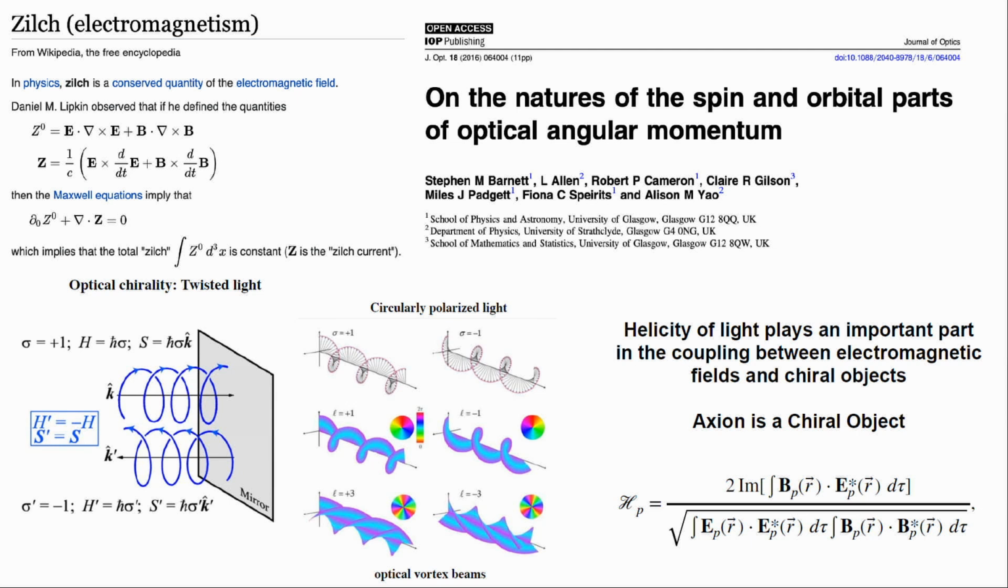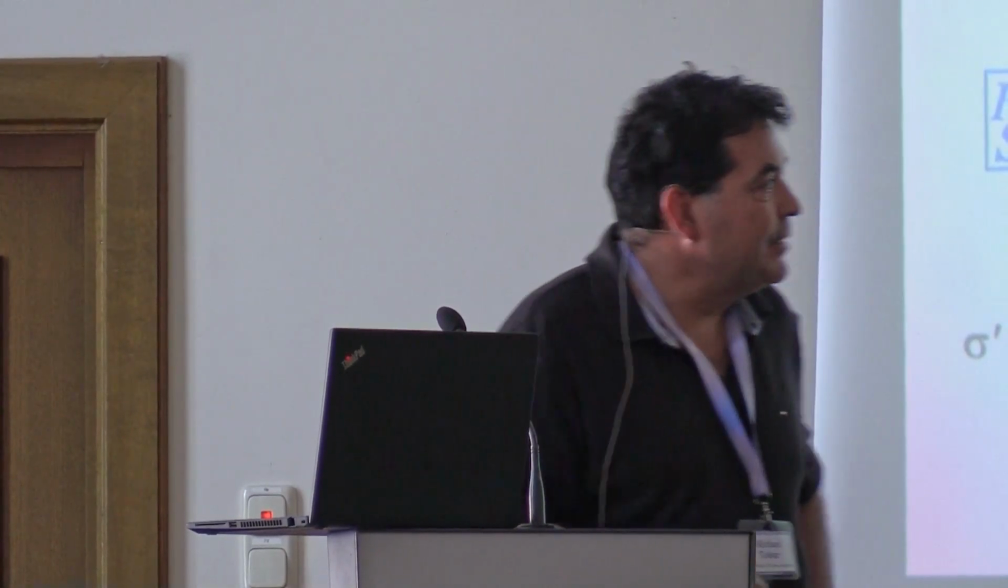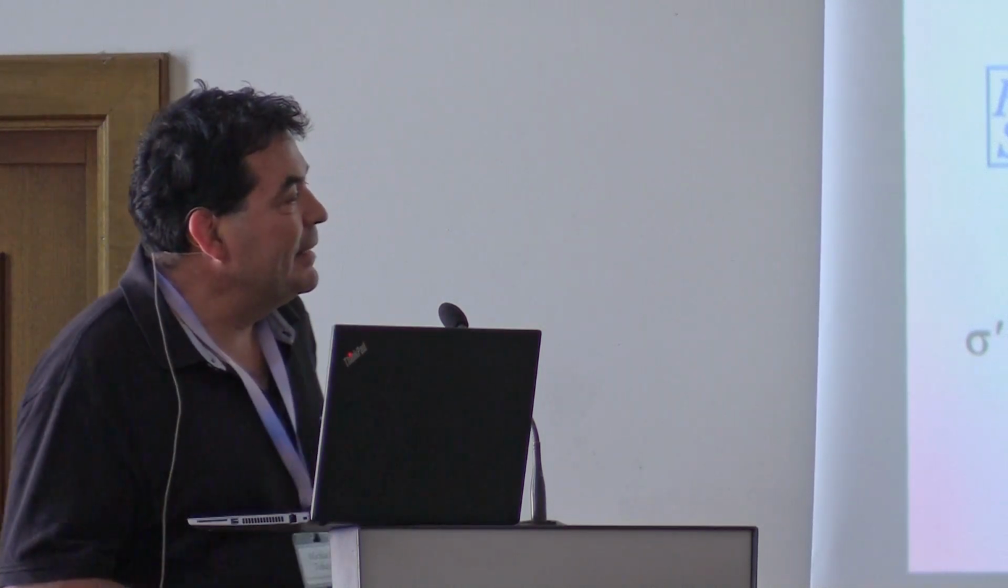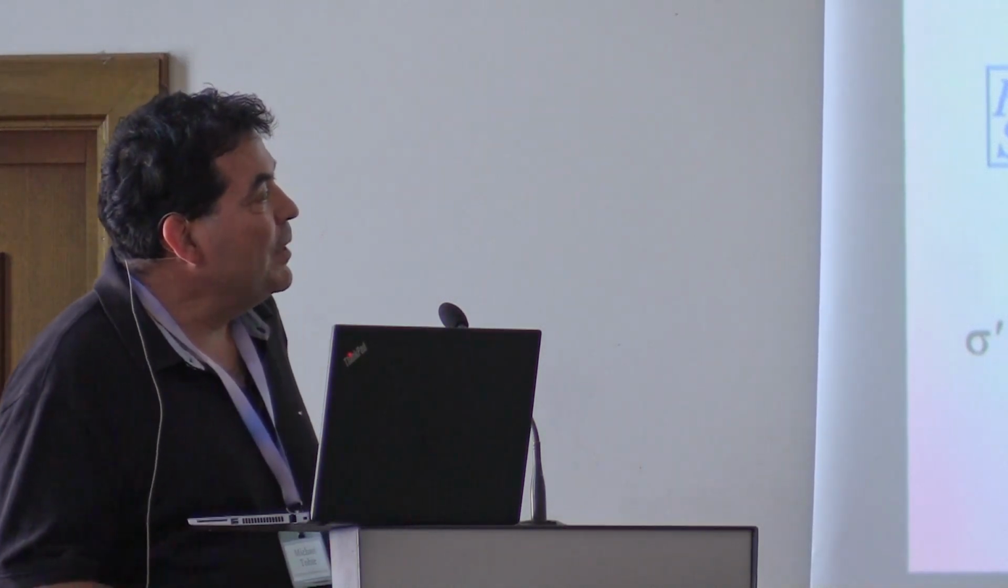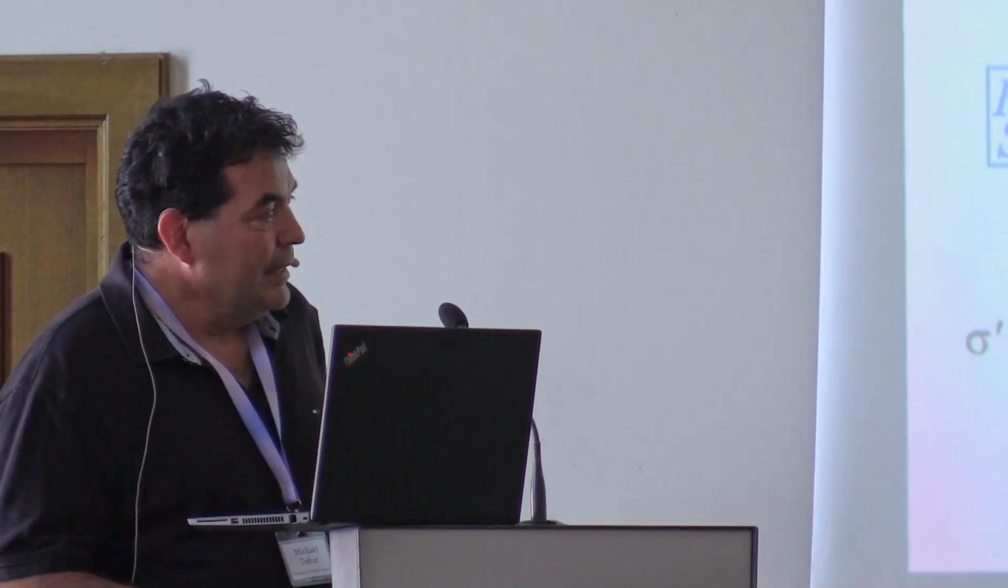And people do this in optics. They create these helical types of modes. This is optical vortex beams or polarized light. And they use it to do spectroscopy on chiral systems. So what happens is that the axion is actually a chiral object. So building one of these resonators, it automatically couples to the axion.